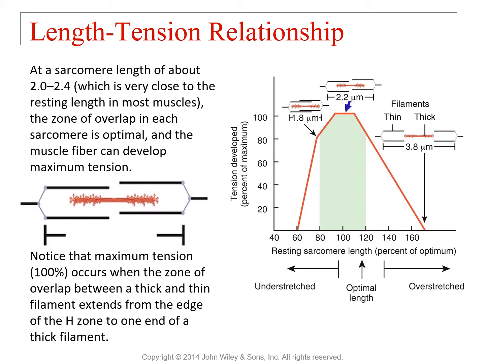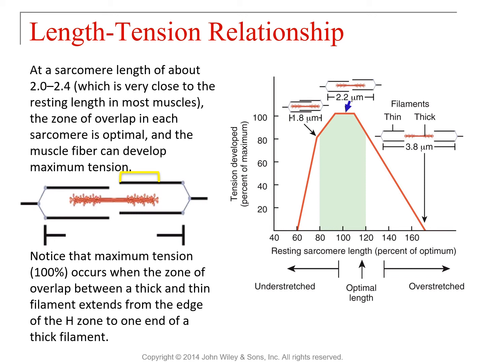So in this case, the zone of overlap, as you can see here, is from the edge of the H zone, and remember that the H zone is where you have thick filaments only. So the edge of this H zone to the end of a thick filament, and that's where this bracket is, this is your zone of overlap, and you get maximum tension here. Because there is a lot of cross-bridging occurring, and none of the myosin heads are misaligned, you've got the maximum number of cross bridges and can therefore exert the maximum amount of tension.